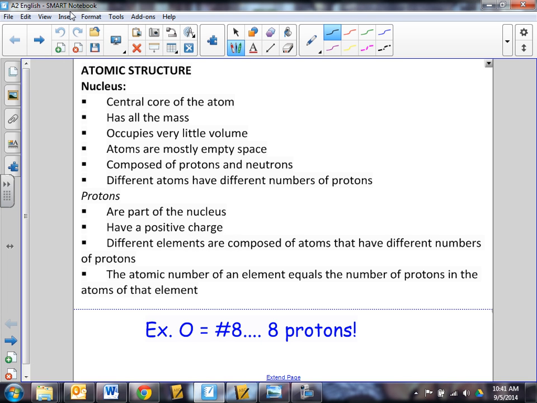Right, we are going to talk about atomic structure today. What that means is the structure of the atom. Some of this you probably already know.